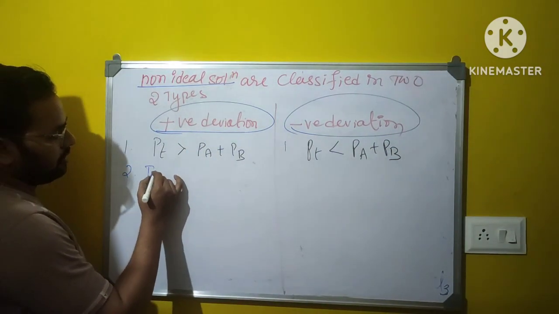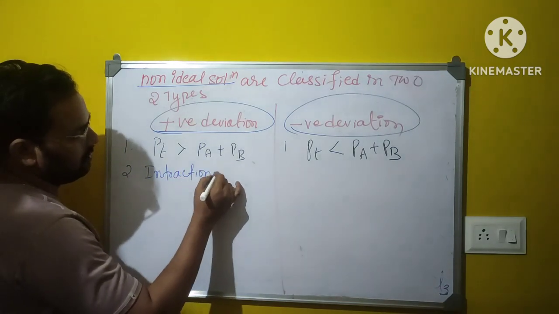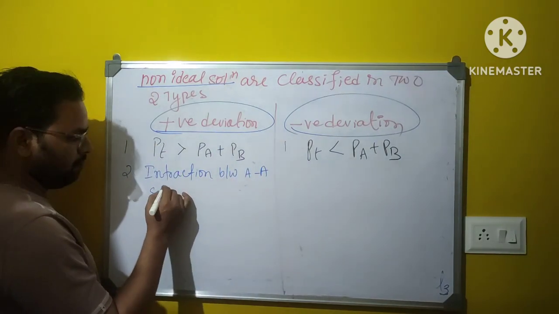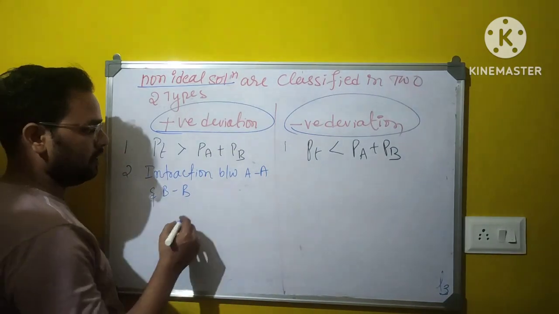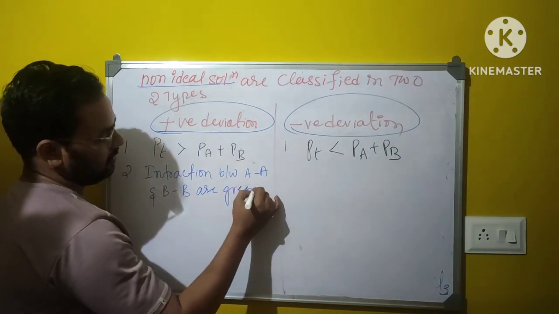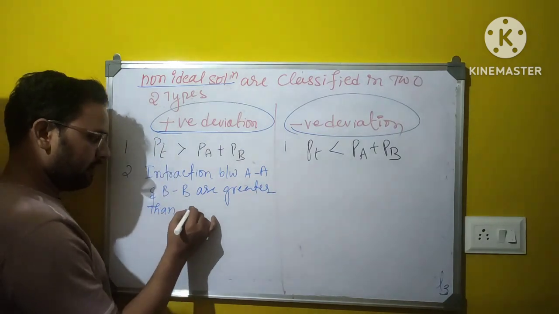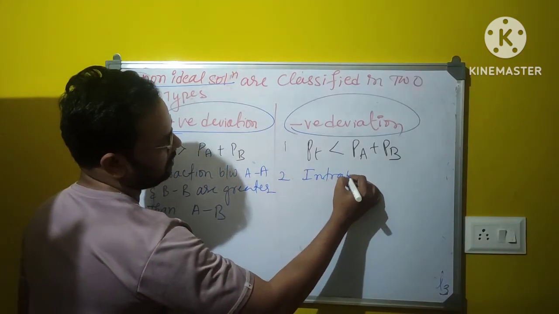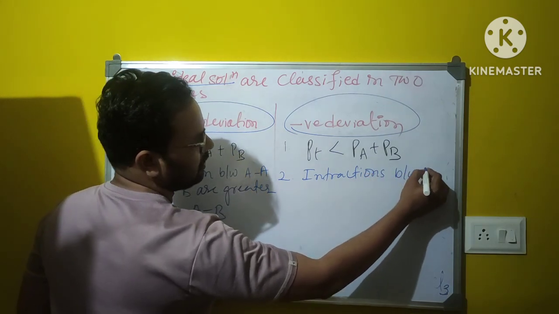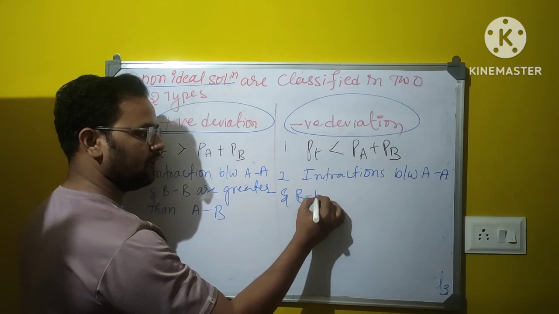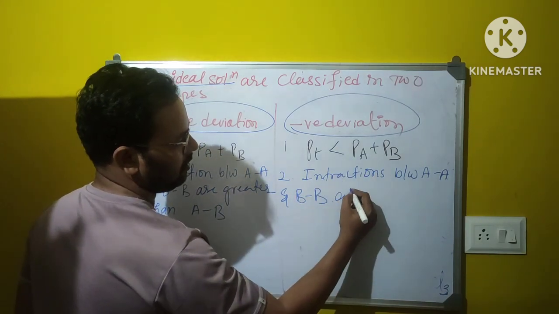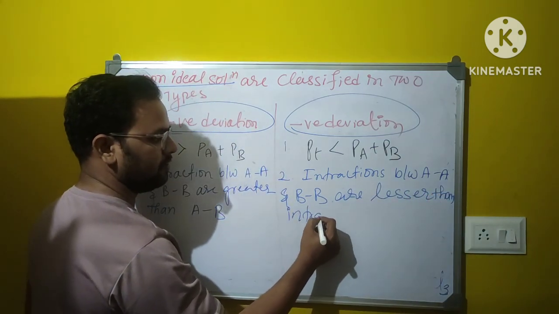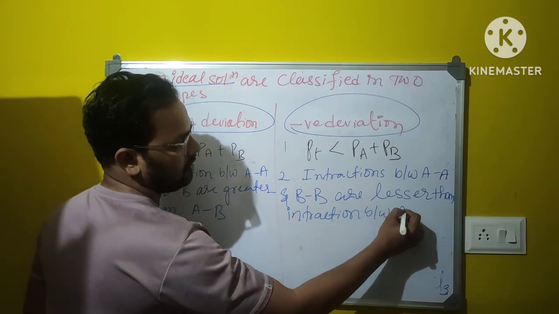Second point, interactions between A and A, and B and B are greater than interaction between A and B. Here, second point, interactions between A and A and B and B are lesser than interactions between A and B.